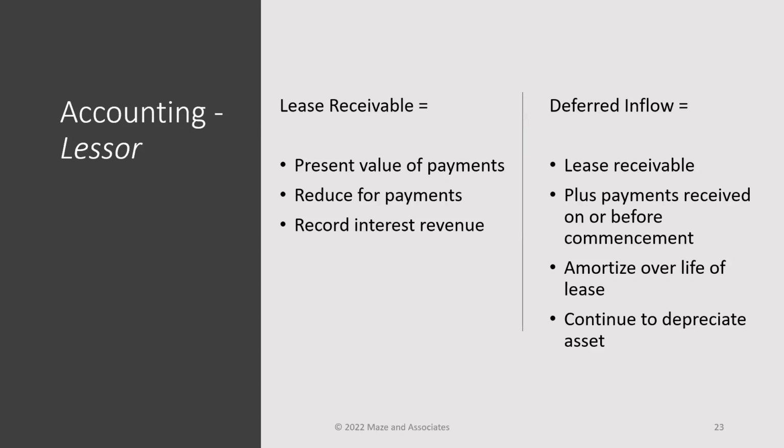The deferred inflow is going to equal the lease receivable plus any payments received on or before commencement, and you're going to amortize it over the life of the lease. In subsequent periods, you're going to calculate that amortization and record interest revenue as you amortize that lease receivable. You're going to record interest revenue for the period, and then the difference goes to the principal of the lease receivable.